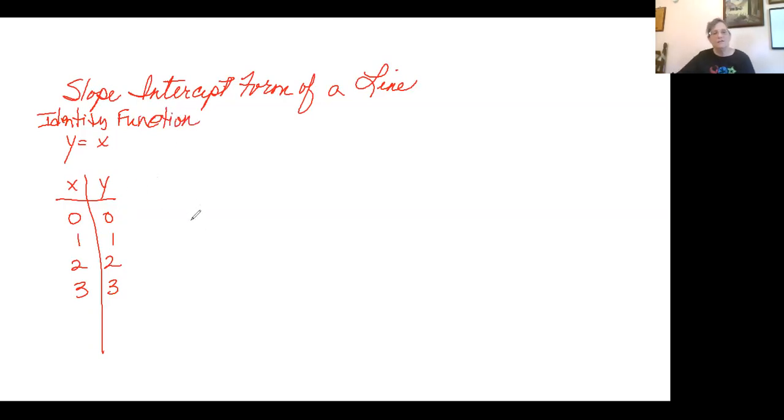Graph of a line. The graph looks like, we do this one in blue. 0, 0, 1, 1, 2, 2, 3, 3, negative 1, negative 1, negative 2, negative 2.